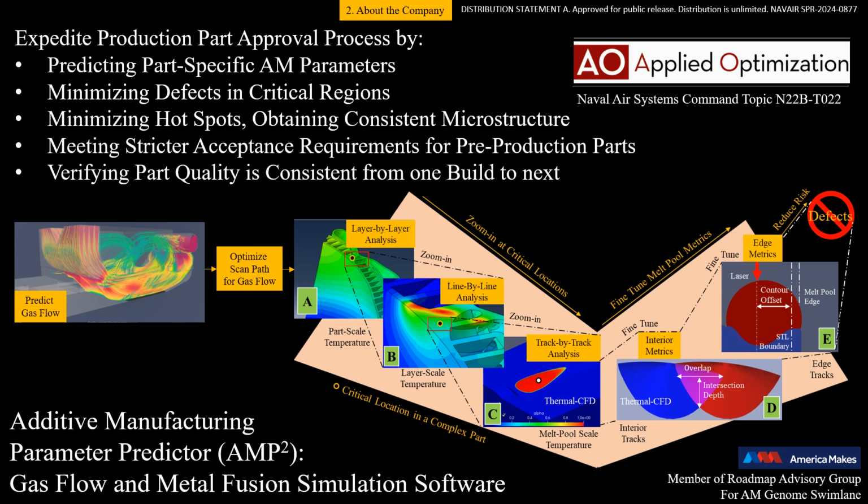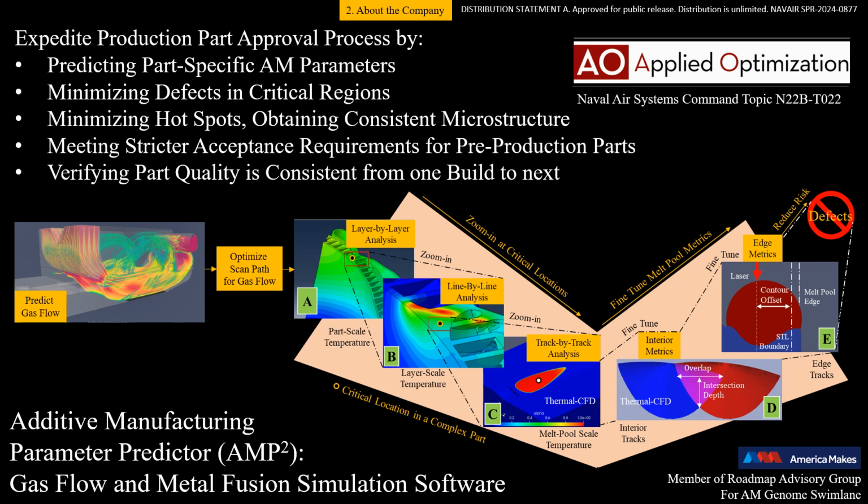Applied Optimization, or AO for short, is the developer of the simulation software, AMP², which stands for Additive Manufacturing Parameter Predictor. AMP² is useful to expedite the production part approval process by predicting part-specific additive manufacturing parameters, eliminating defects in critical regions, eliminating hotspots, obtaining consistent microstructure, meeting stricter acceptance requirements for pre-production parts, and verifying part quality is consistent from one build to the next.